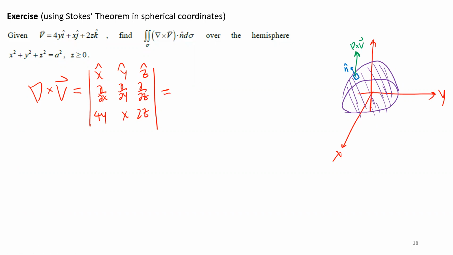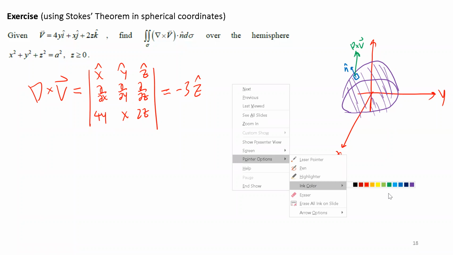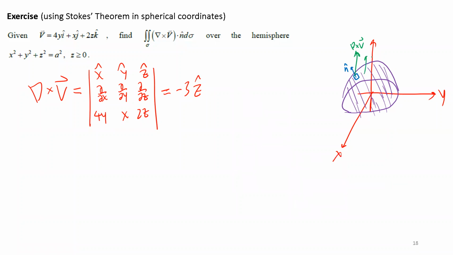And of course, you can work out all the details. I'll just give you the answer: it is -3 V hat. So actually, this field is quite simple. It's just always pointing in the z direction. Oh, actually, it's negative z direction. Negative z direction.